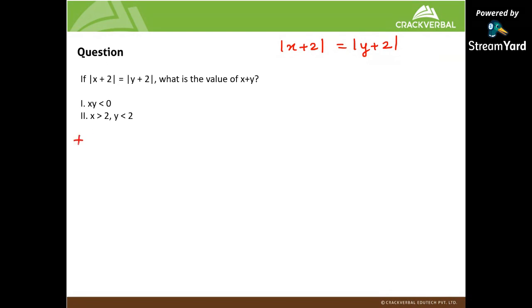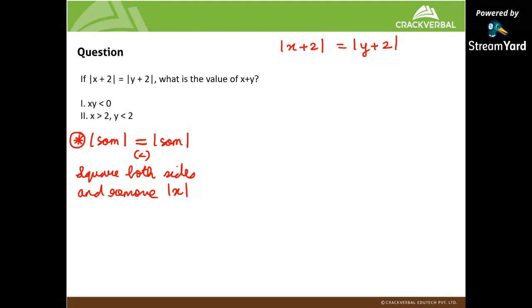So here is one strategy to solve absolute value questions quickly, especially when you have an absolute value on both sides. Whenever you have an absolute value on both sides of an equality, or an inequality, the best thing to do is to square both sides and remove the absolute value.